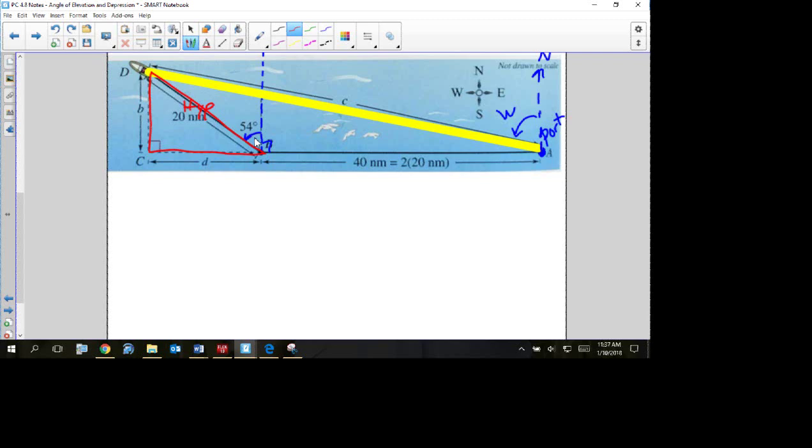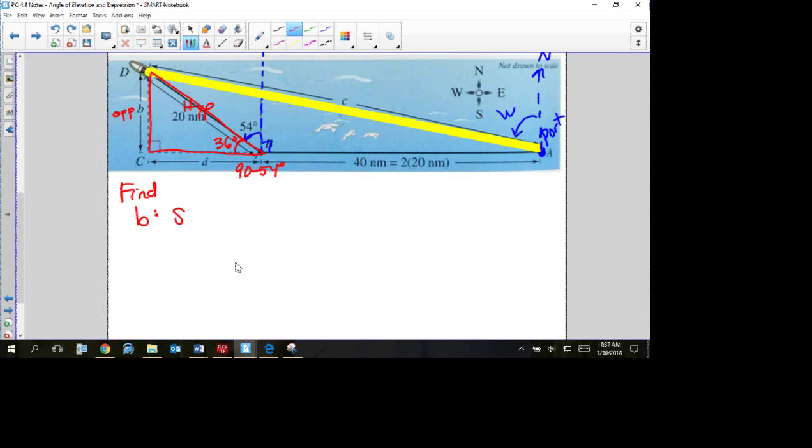I can find side B because I know the hypotenuse. And I haven't found it yet, but I can find this angle. How can I find that angle? 90 minus 54 degrees. So 36 degrees. So I'm going to find B first. I'll just call it B. That is the opposite of 36 degrees. I also know the hypotenuse is 20. So what is the opposite over the hypotenuse?